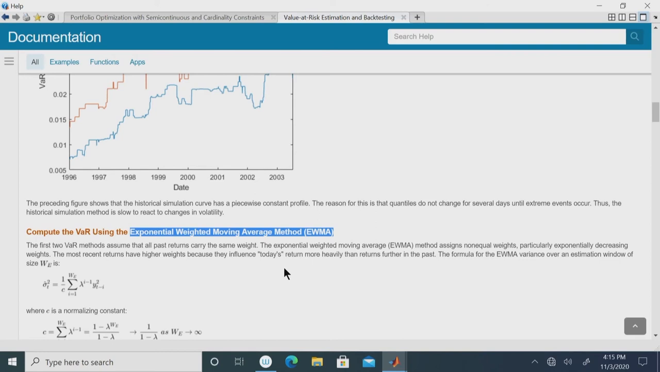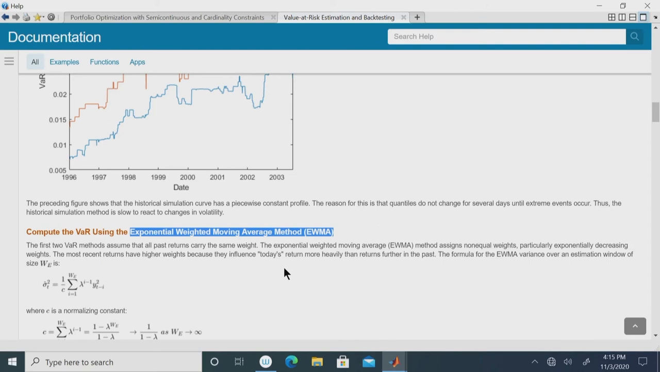However, the exponentially weighted moving average intuitively offers a more improved and realistic approach. The reason I say that this is more realistic is because the method assigns non-equal weights. How do we assign these non-equal weights? We assign exponentially decreasing weights, which gives higher weights to more recent returns as compared to more remote returns, because it is based on the premise that today's return is more likely to be influenced by more recent returns as compared to returns from further in the past.